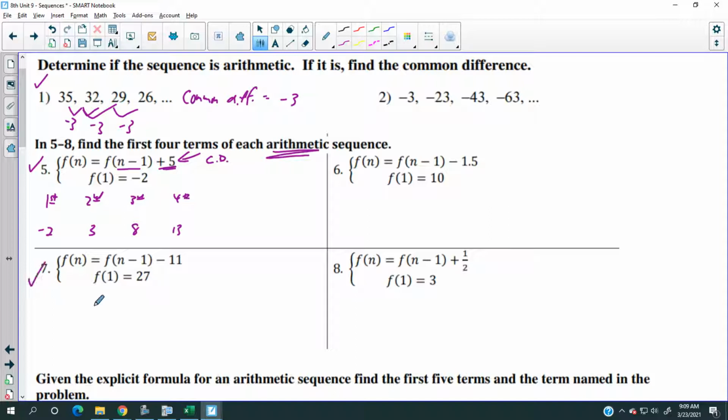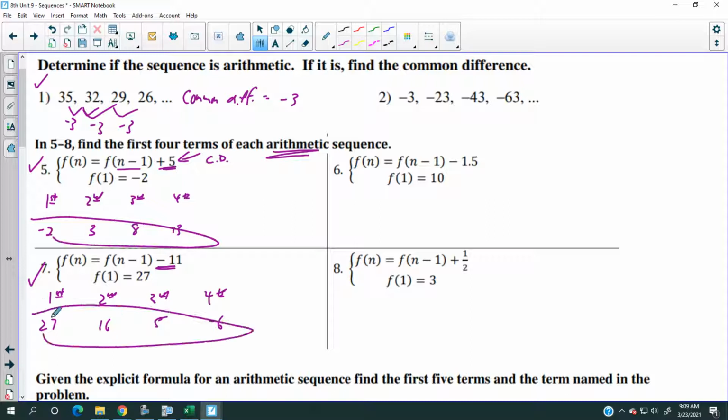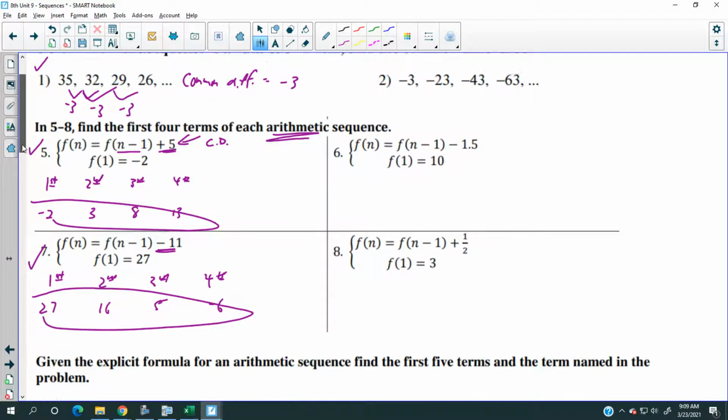If you want to pause to try to do this, it's up to you. Now, the first term is 27. They want the first 4 terms. First term is 27, second one is -11, so 11 less than that, that's 16. Third term is 5, 5 minus 11 is -6. That's how you do these. Look, answers. You see how straightforward this actually is?